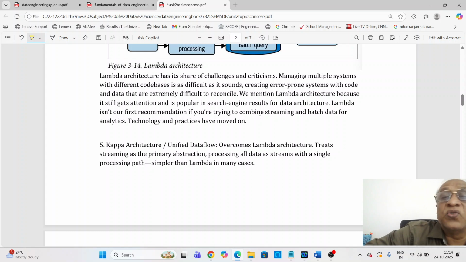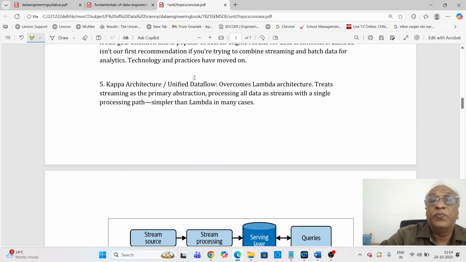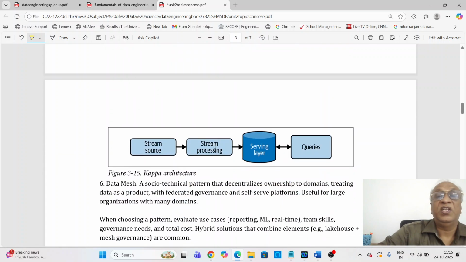But Lambda architecture has its own challenges. It is error prone because of multiple systems with different code bases you are trying to manage, right? So moving from Lambda's disadvantages or challenges, Kappa evolved. Basically, Kappa came because Lambda has a few disadvantages which Kappa tried to overcome. The philosophy of Kappa architecture is that it treats streaming as a primary abstraction, processing all data as streams with a single processing path, simpler than Lambda in many cases. You can see here, you have only stream processing and a serving layer, that's it.